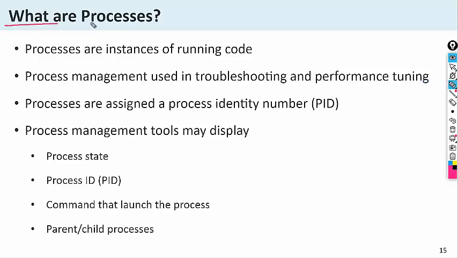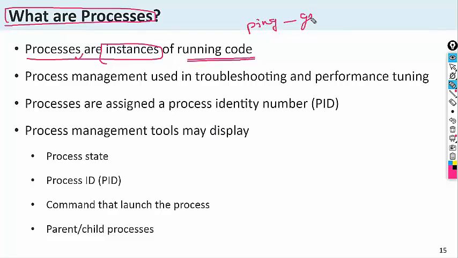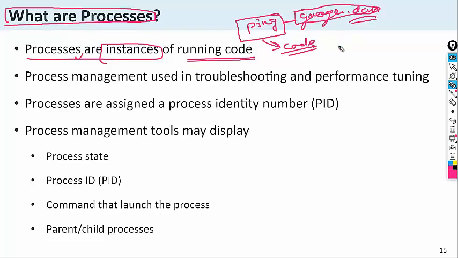So first question, what are processes? Processes are instances of running code. Any running code, any program file, any executable file, any command that is executed, a process has been started. For example, you are running the ping command with any particular domain name or IP address, so the ping will execute code, because without executing code it is not possible to send the query and get the response. When the code is executed, it will be a process, and when the process starts, it will generate a unique PID.